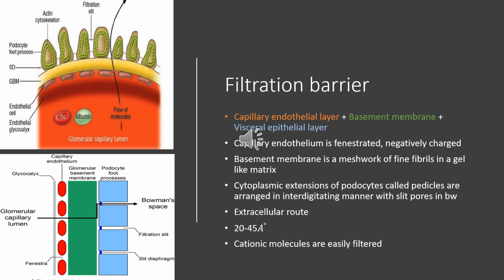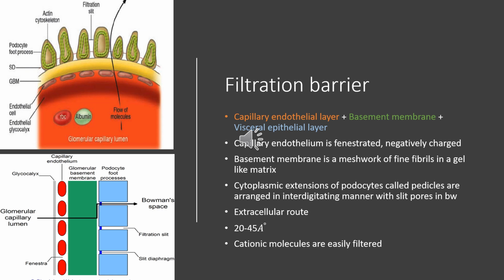We have seen that the capillary endothelium is fenestrated. They are also negatively charged because of the presence of anionic glycoproteins. Therefore, the negatively charged protein molecules are not easily filtered through this filtration barrier. Hence, protein is absent in urine in normal conditions. Likewise, the basement membrane, which is a meshwork of fine fibrils in a gel-like matrix, also prevents the filtration of proteins.